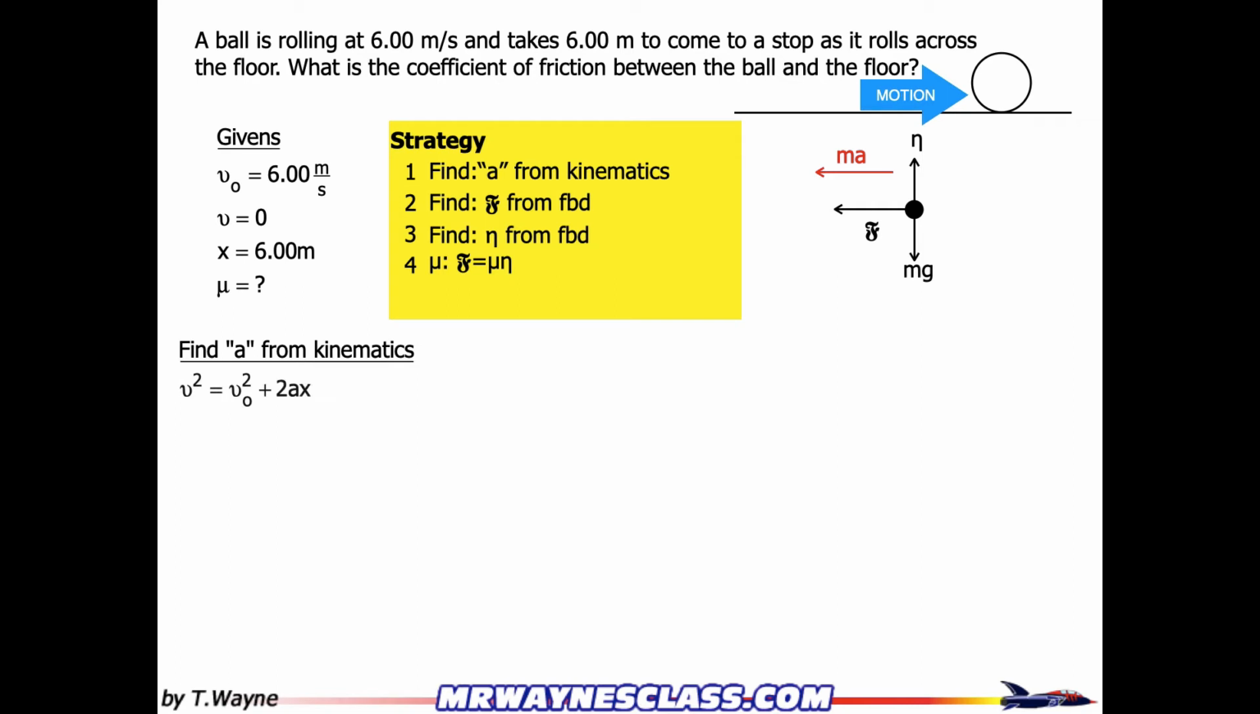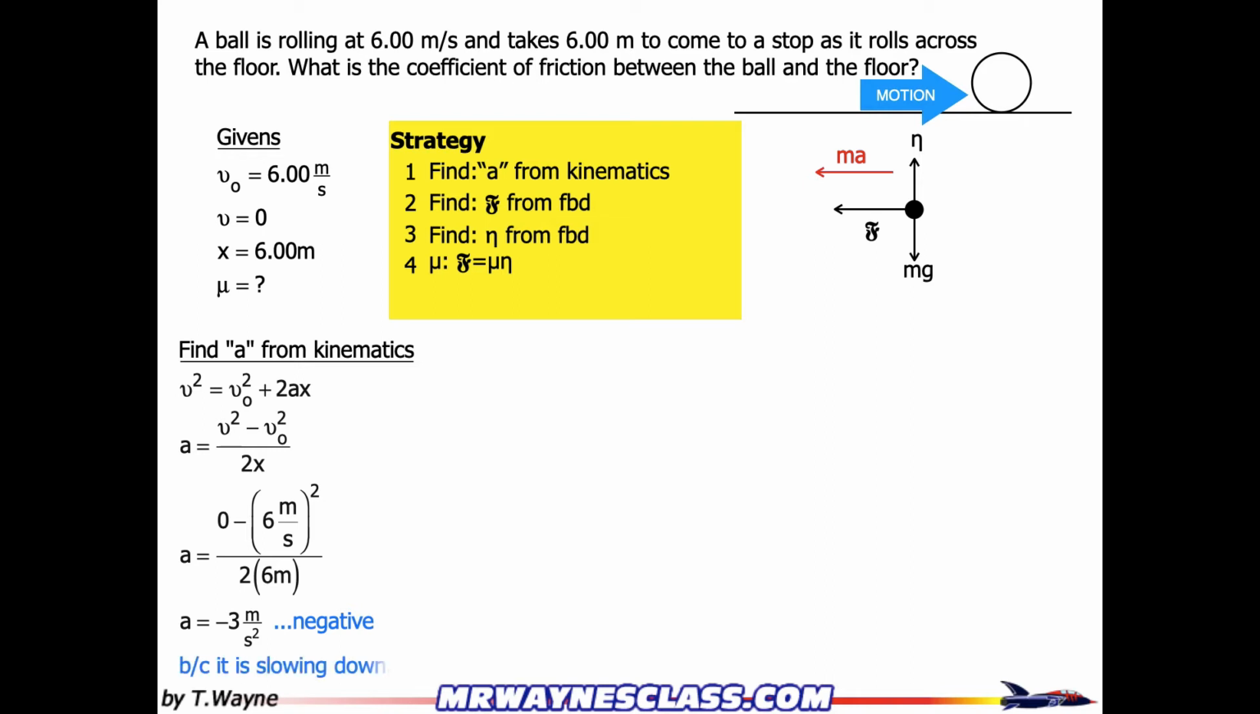If I look at my givens, I can use v squared equals v naught squared plus 2ax. Isolate a: v squared minus v naught squared divided by 2x. Then a is equal to negative 6 meters per second squared minus 2 times 6. That's going to be negative 3 meters per second squared. That makes sense because it's slowing down. So according to kinematics, that makes sense.